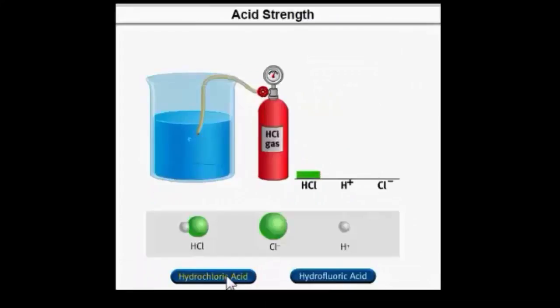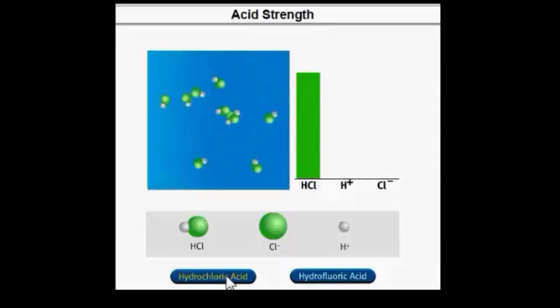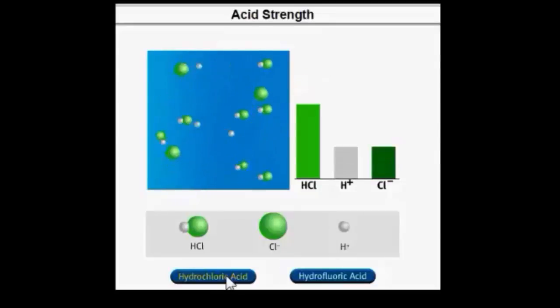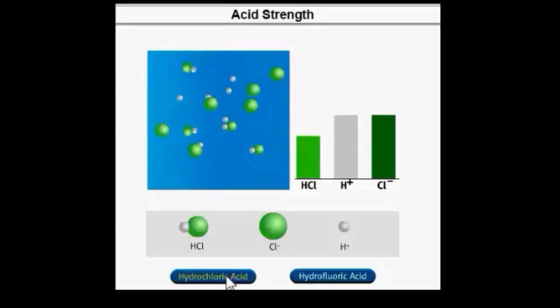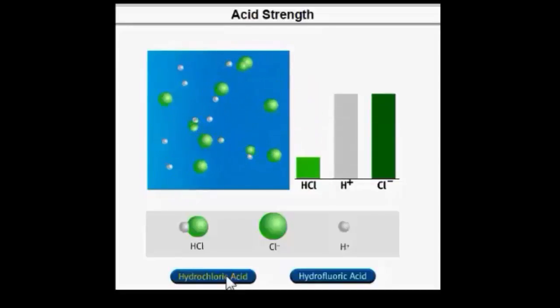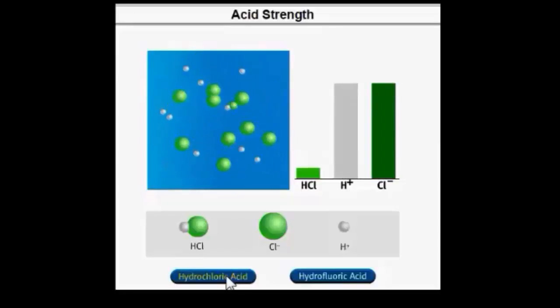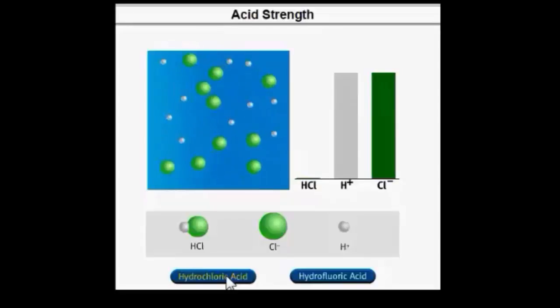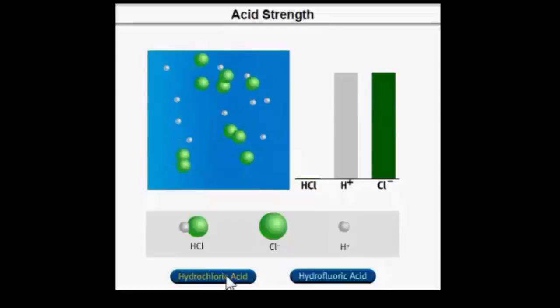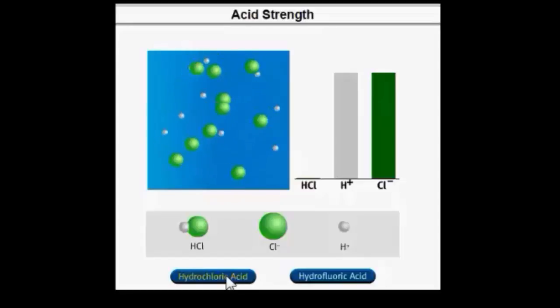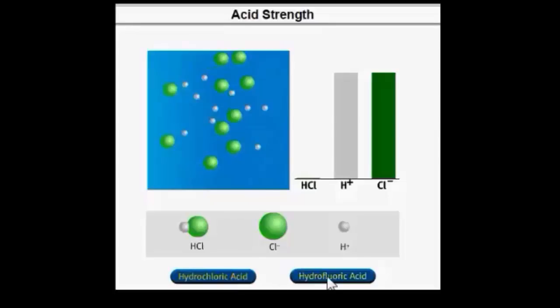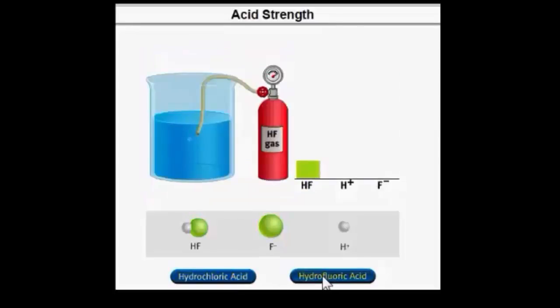So what we're going to do is bubble hydrochloric acid into some water. At the molecular level, all we have here is HCl molecules. But notice how they break up completely, 100%, into chloride anions and hydrogen cations. There aren't any HCl molecules left. It's all chloride anions and hydrogen cations. That's what happens with the strong acid.